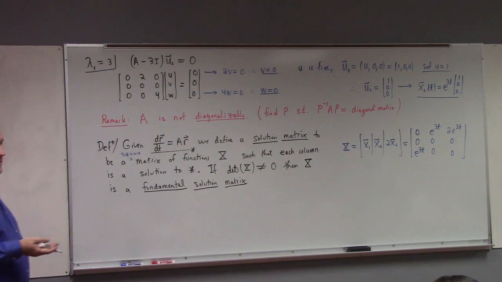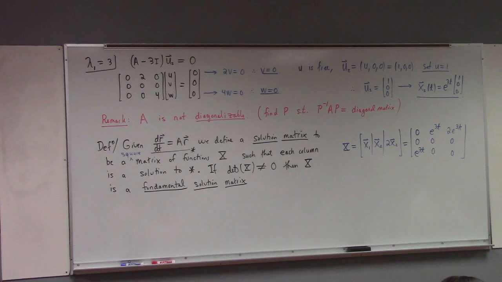That condition, the determinant of x not equal to 0, means that the columns of x are linearly independent. And in fact, this determinant is nothing more than the Wronskian of those n columns, going back to the Wronskian I introduced a couple classes ago. So if the matrix is invertible, it's a fundamental solution matrix.